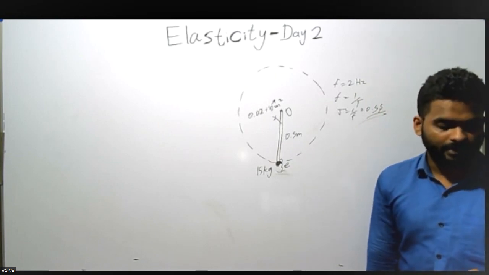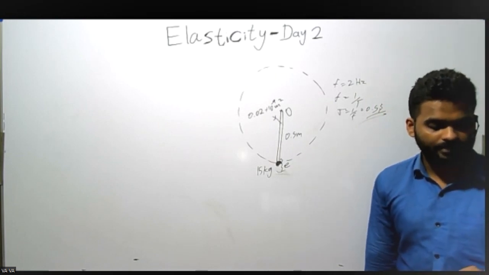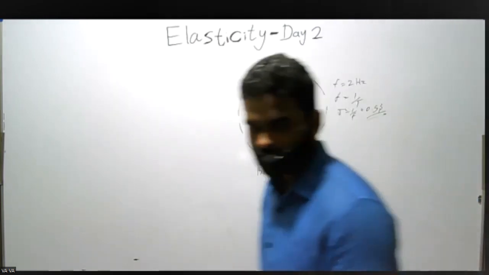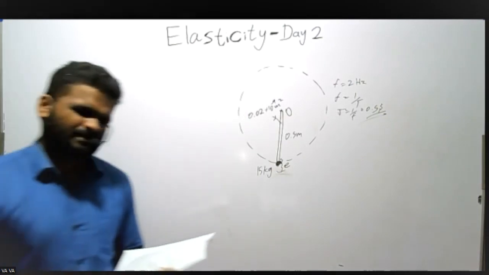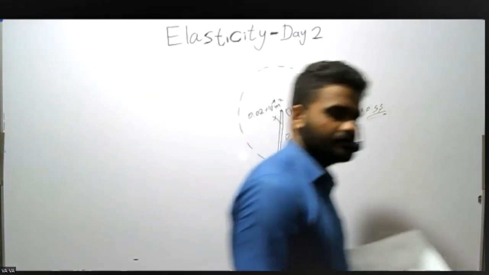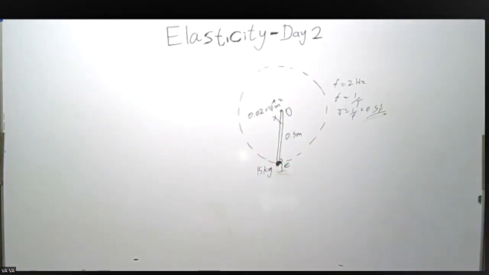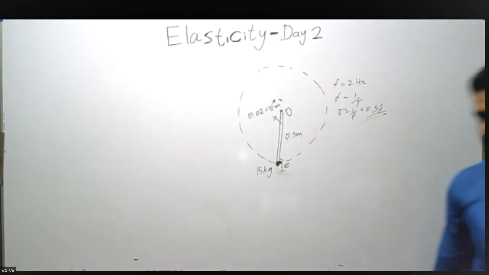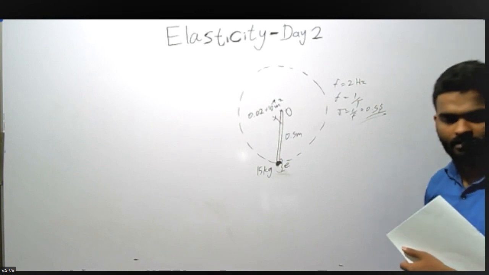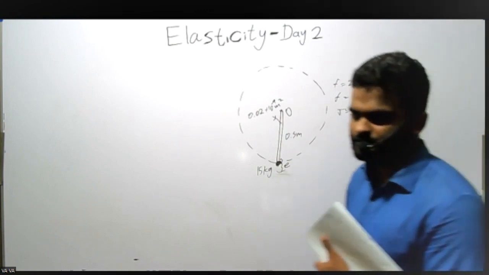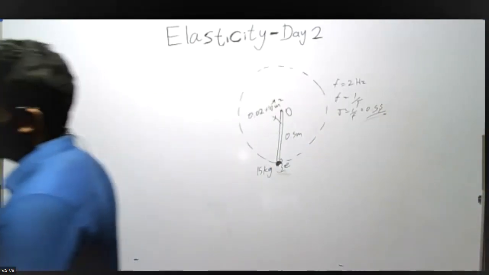So what they ask is the extension of the wire when the object is at the lowest position. These are just mechanics questions, right? Nothing more. So that's why we say, if you know mechanics well, you know any part in the whole syllabus, right? There is nothing new after that.